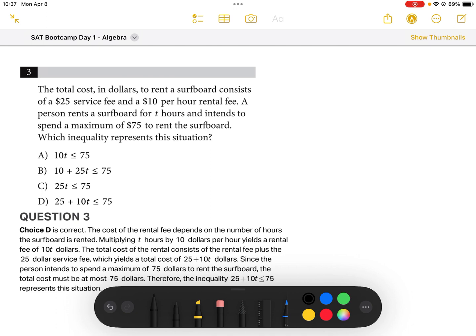The total cost of the rental consists of the rental fee plus the $25 service fee, which yields a total cost of $25 plus $10T. Since the person intends to spend a maximum of $75 to rent the surfboard, the total cost must be at most $75. Therefore, the inequality 25 plus 10T is less than or equal to 75 represents this situation.